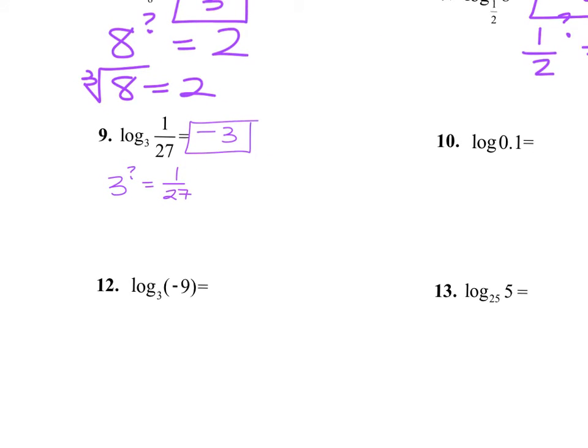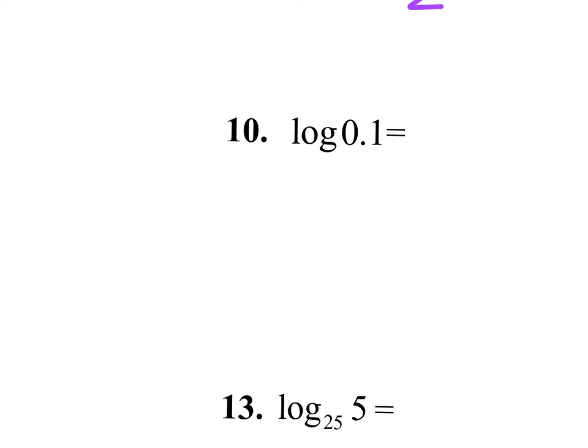Number 10. So log of 0.1. What's your base when there is no base? 10. So we're saying 10 to what power is 0.1? What's another way to say 0.1? 1/10, okay? And that might be an easier way to think of this right now. 10 to what power equals 1/10? Negative 1, right? 10 to the negative first power drops that 10 down. So log of 0.1 is negative 1. Does that make sense?